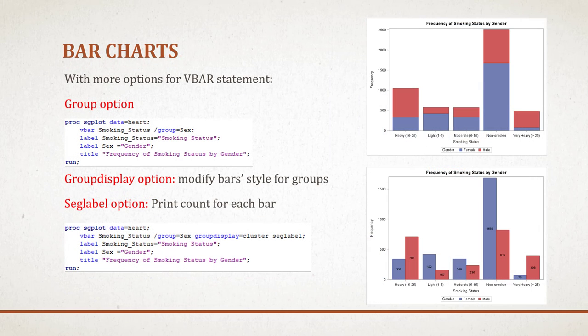Let's look at an example with the group option. This time we will add group equal to sex to look at the smoking status by gender. By default, the procedure produces stacked bar plots. Each smoking status bar has 2 proportions, one for each gender. The legend box contains information in color for group gender.